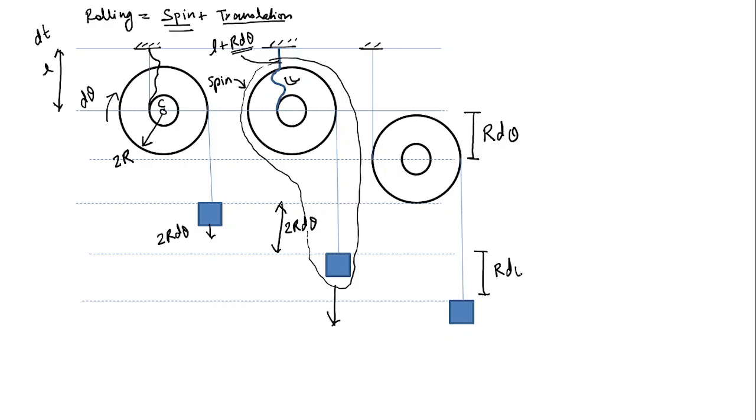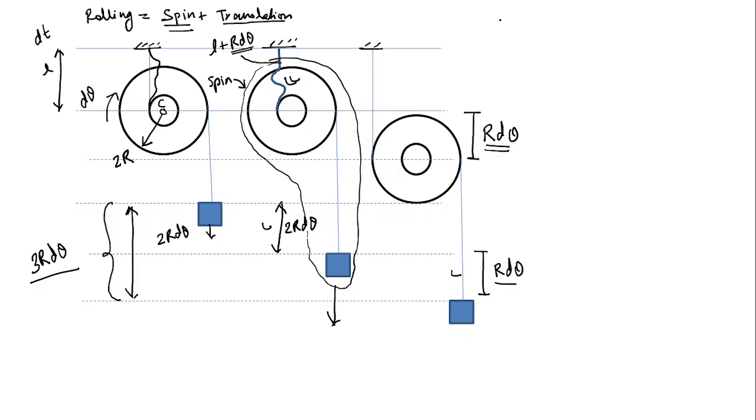R d theta. So how much distance did the block move in total? Total distance is this one. This is 2r d theta, this plus r d theta this. So the total distance the block moved is nothing but 3r d theta, and the distance the pulley moved is r d theta. So this all is happening in a very small time.